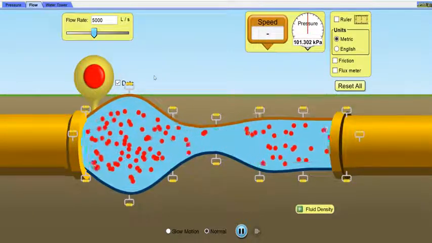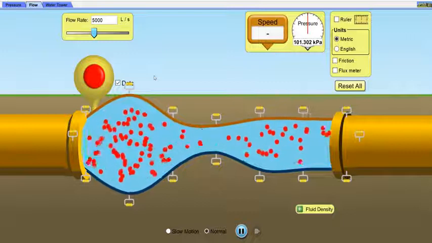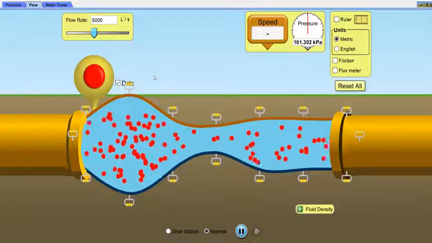Now I will show you one more concept related to the pressure of the fluid.